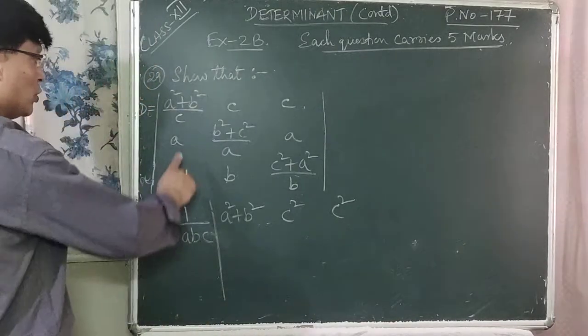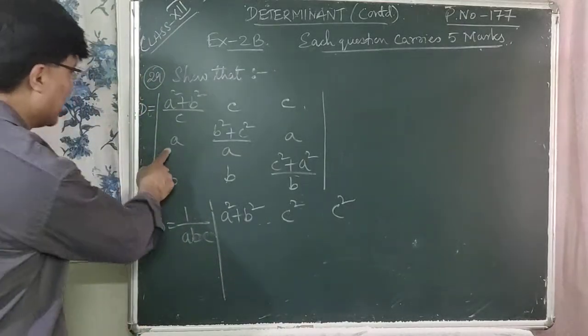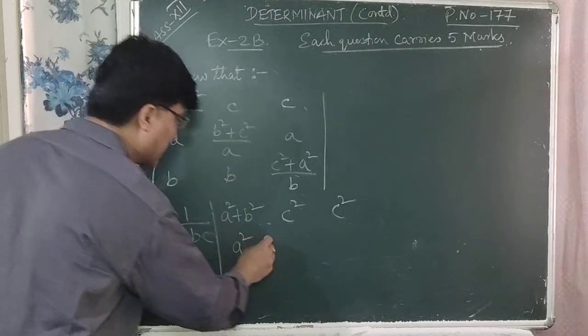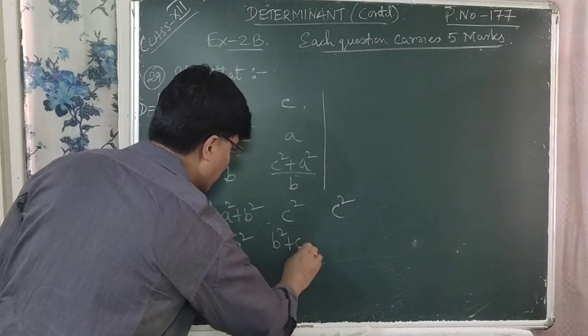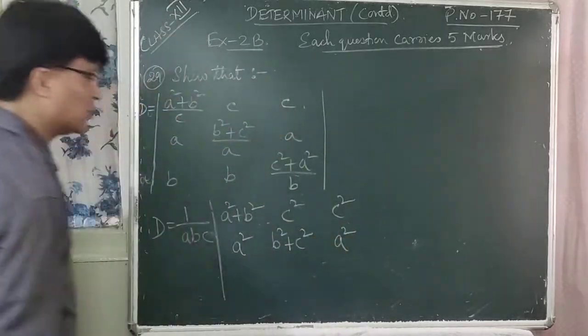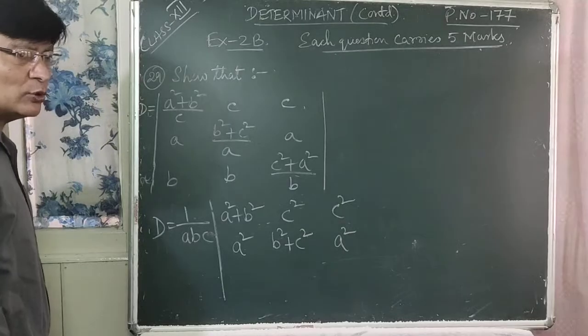Next, you multiply all the elements of the second row by A. So what is A into A? A square. Multiply by A here, A gets cancelled, B square plus C square. A into A is, here it is A square. Is that clear?